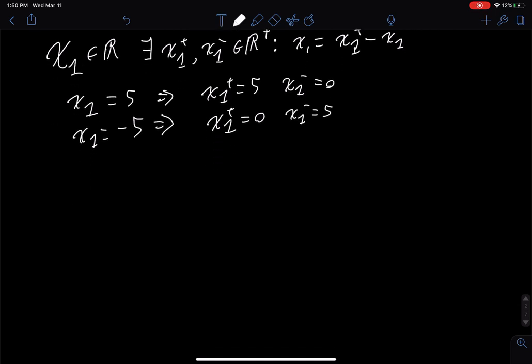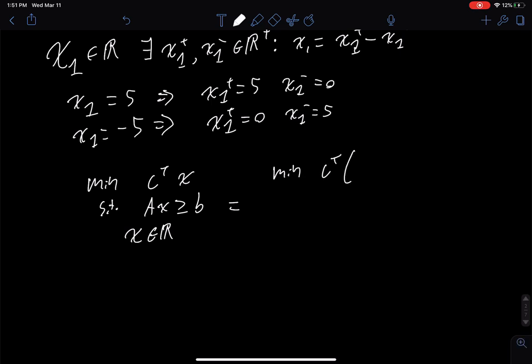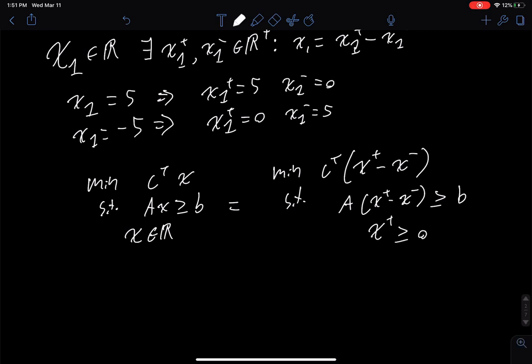So, looking now at a linear program, if we have minimize C transpose x subject to Ax is greater than or equal to b for unconstrained x, what we can do now is just minimize C transpose x plus minus x minus, where these are just the vectors whose each component is the positive component of x and the negative component of x, such that A times x plus minus x minus is greater than or equal to b, for x plus is greater than or equal to 0, and x minus is greater than or equal to 0.